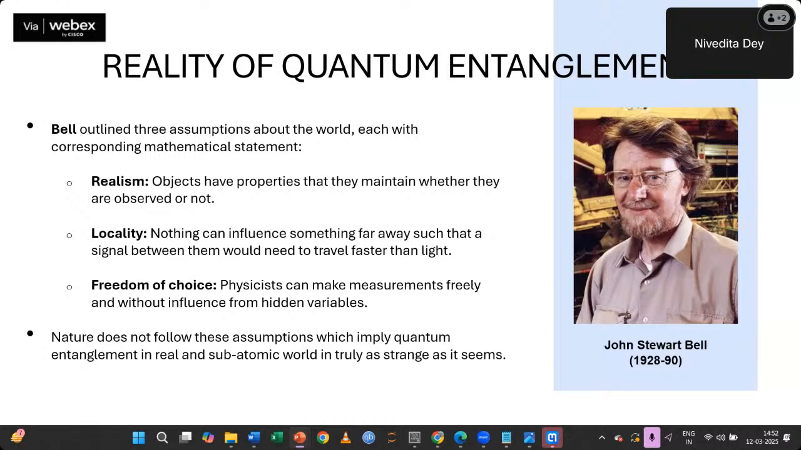So the reality of quantum entanglement is that Bell outlined three assumptions about the world, each with a corresponding mathematical statement. The first one is realism, that objects have properties that they maintain whether they're observed or not.